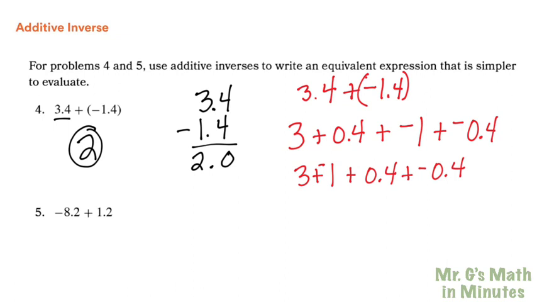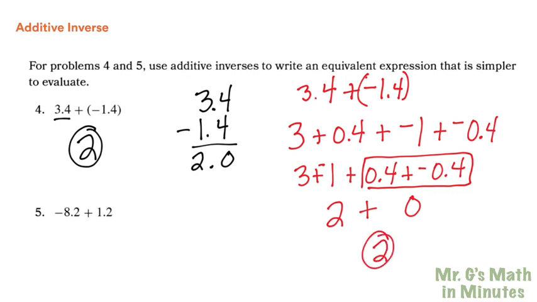So you see right here, we have 0.4 plus negative 0.4. That's going to be equal to 0. Plus, we have 3 plus negative 1. That's going to be 3 minus 1, which is going to give us 2. And it's going to be positive because 3 is positive. And then 2 plus 0 is going to give us our answer, 2. So whichever method you prefer to do this with, you're more than welcome to.